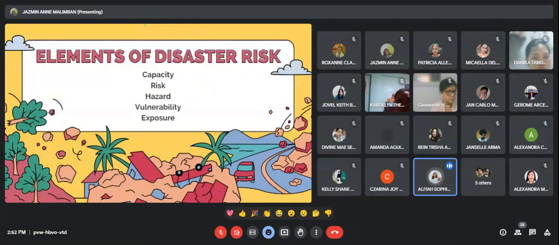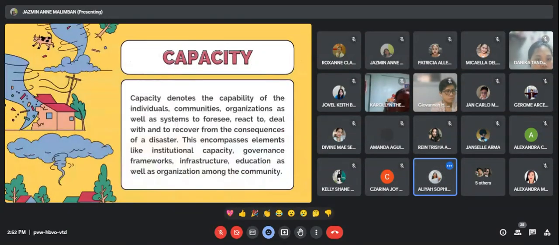Next po is elements of disaster risk. So, meron po tayong capacity, risk, hazard, vulnerability, and exposure. Next po. So, first is the capacity po. Whenever po we are pertaining to capacity, ito po ay pumapantukol po sa kakayahan po ng isang bagay. As for the disasters po, it is all about po sa kakayahan ng mga organisasyon at mga taong involved na to ensure the safety of the people at para na rin po mabawasan ang effects po ng disaster.